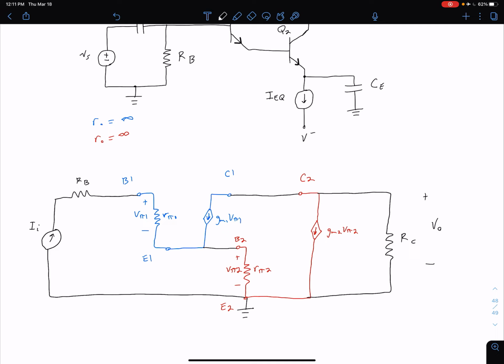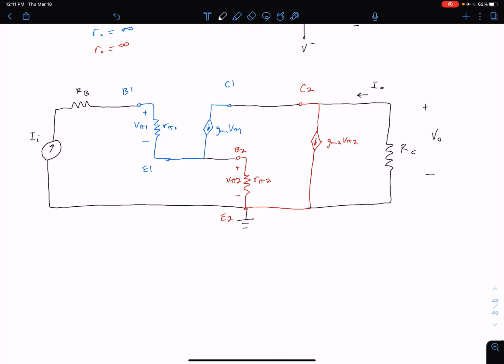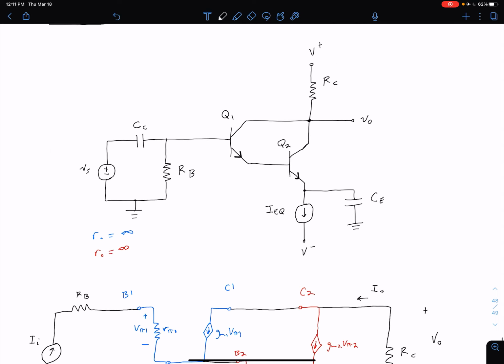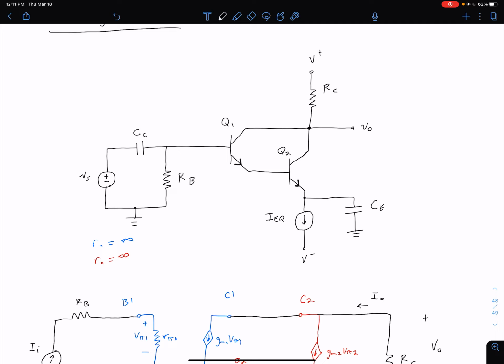As I mentioned, we're not going to go through the analysis of this, but if we define our output current as being over here, what we find is that our small signal current gain is approximately equal to our beta 1 times beta 2, as we sort of qualitatively guessed just by looking at the configuration in this initial circuit.